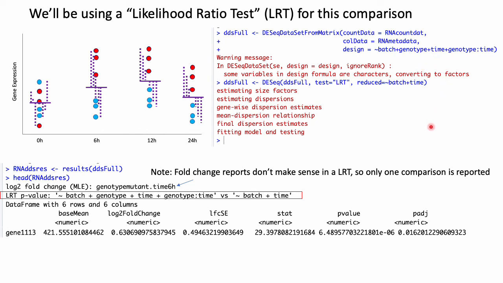You'll notice that even though we're comparing across the entire time course, there's still a reported log2 fold change and log fold change standard error value. The fold change and the standard error value are just a default printout from the last coefficient that we put into our matrix. So you can go ahead and ignore these here, as they don't make sense in a likelihood ratio test. What we're mostly focused on are the stat and p-value numbers here.